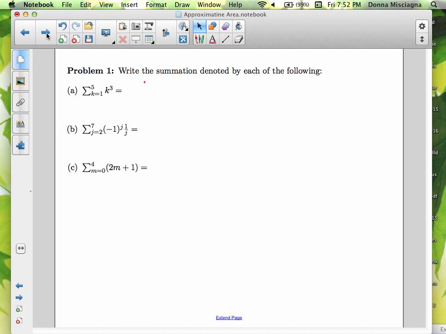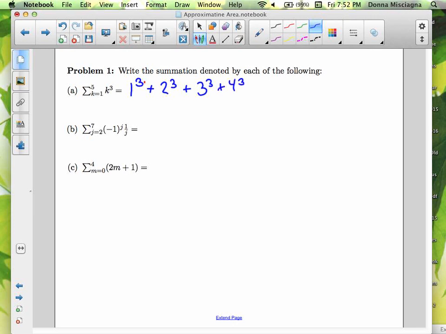All right, so here we have the sum of k cubed, starting with k equals 1, and our upper limit is k equals 5. So in summation notation, this would just be 1 cubed plus 2 cubed plus 3 cubed plus 4 cubed plus 5 cubed. Okay? That's what it would be in summation notation.